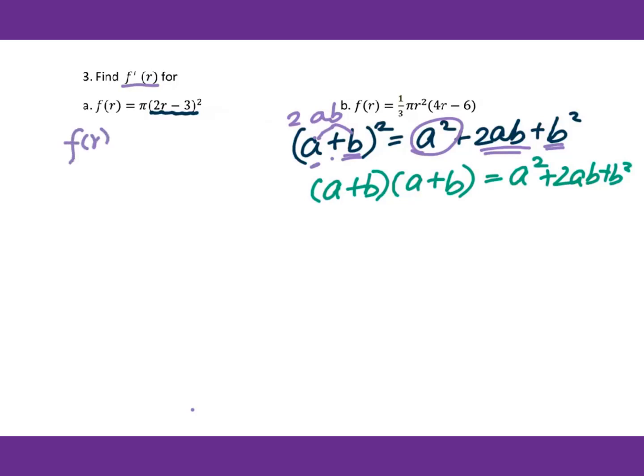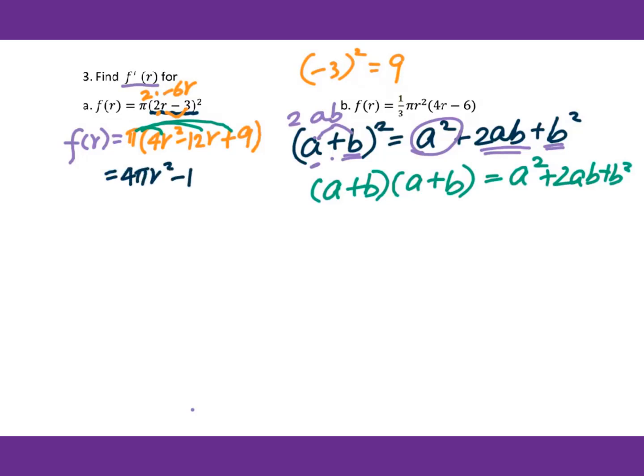Therefore, f of r equals pi times 2r squared, which is 4r squared. These two multiply, that's negative 6r, times 2. You will get negative 12r, plus negative 3 squared, which is 9. Remember, negative 3 squared is a positive 9. Then we do the distributive property. You will get 4 pi r squared minus 12 pi r plus 9 pi.